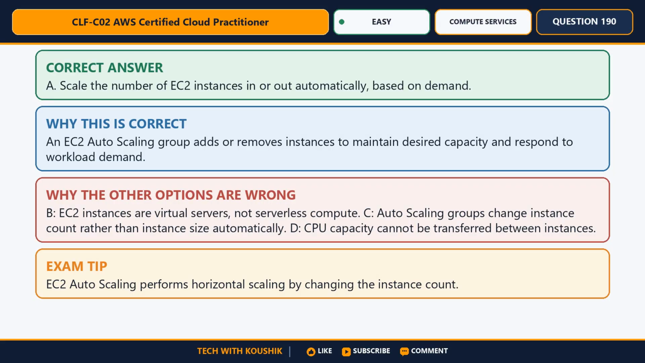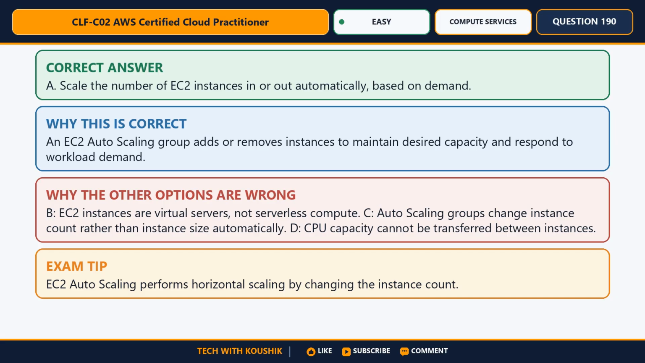The correct answer is A. Scale the number of EC2 instances in or out automatically, based on demand. Here is why. An EC2 auto-scaling group adds or removes instances to maintain desired capacity and respond to workload demand. Why are the other options not correct?